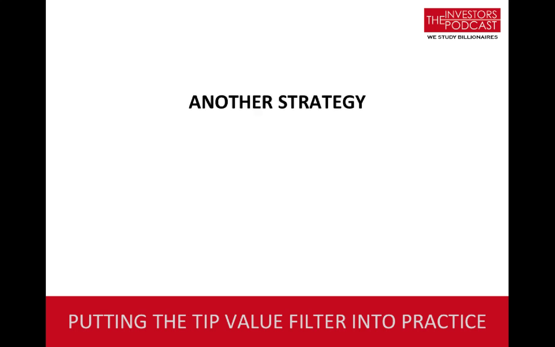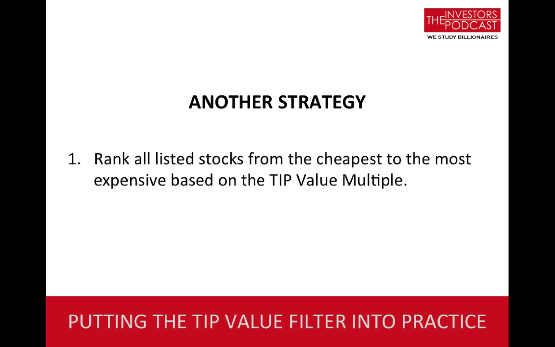The strategy is very simple, and you do this by ranking all listed stocks from the cheapest to the most expensive based on the TIP value multiple. You would then buy a basket of the 20 cheapest stocks. So let me elaborate on the different advantages and disadvantages and why this simple strategy works so well.